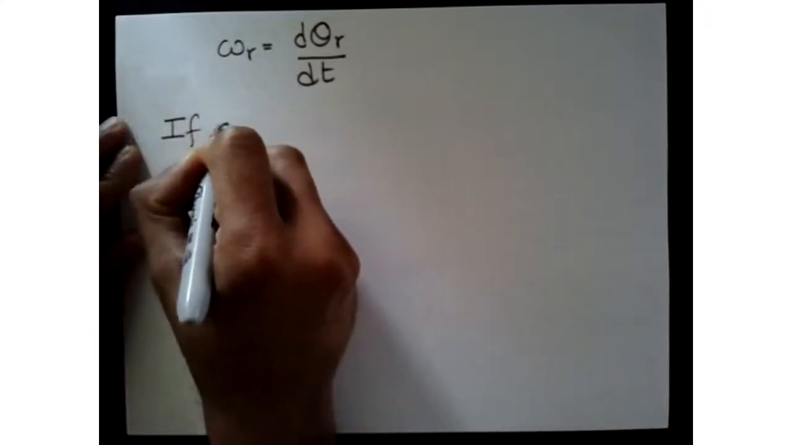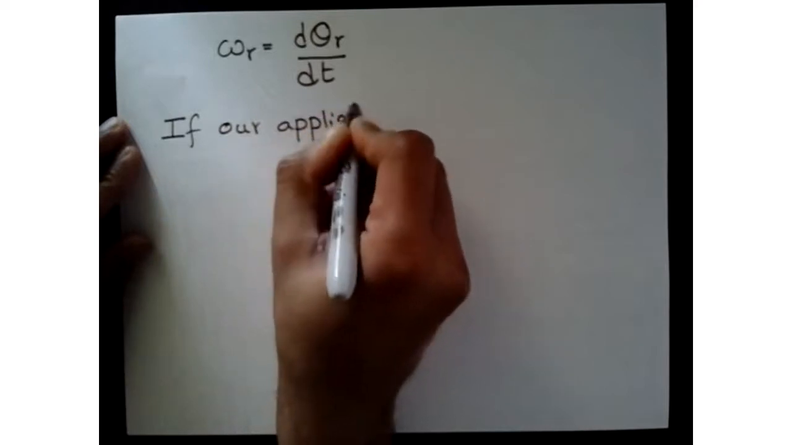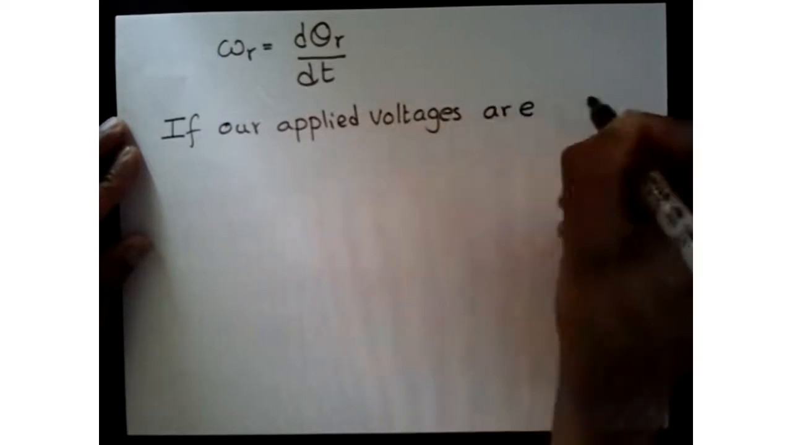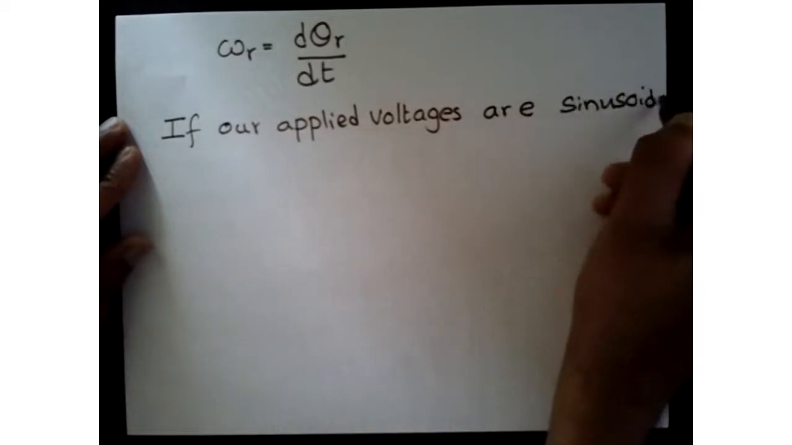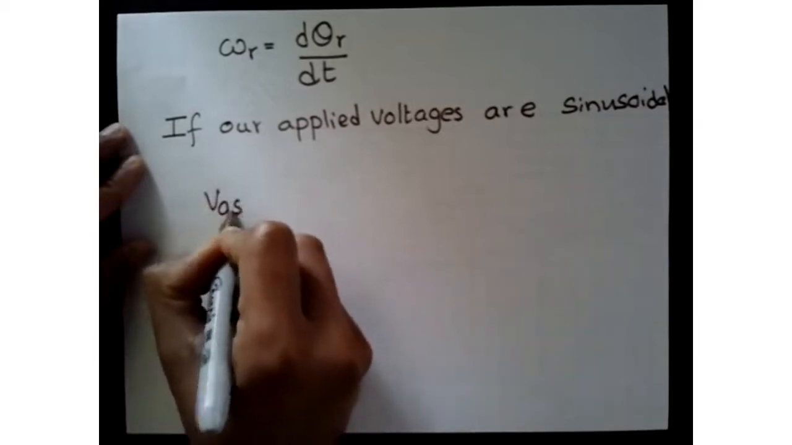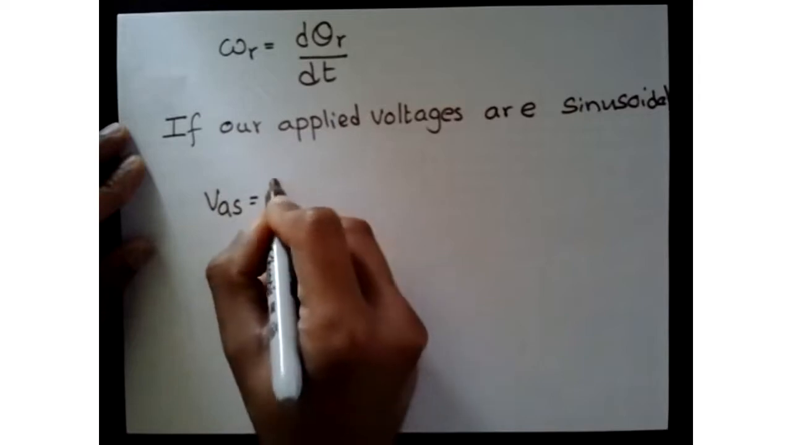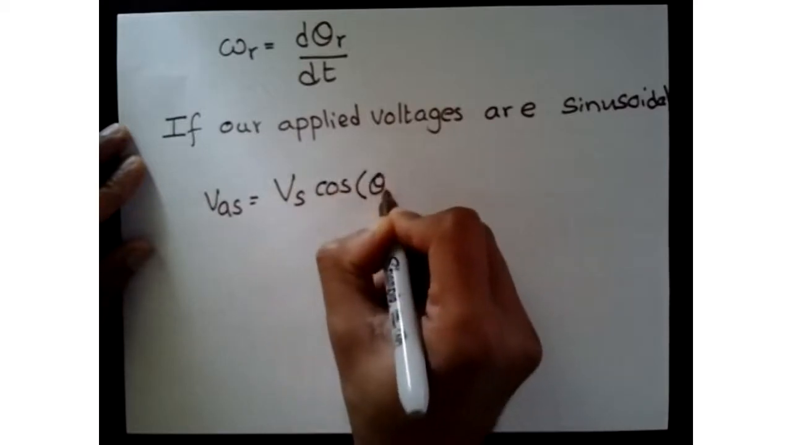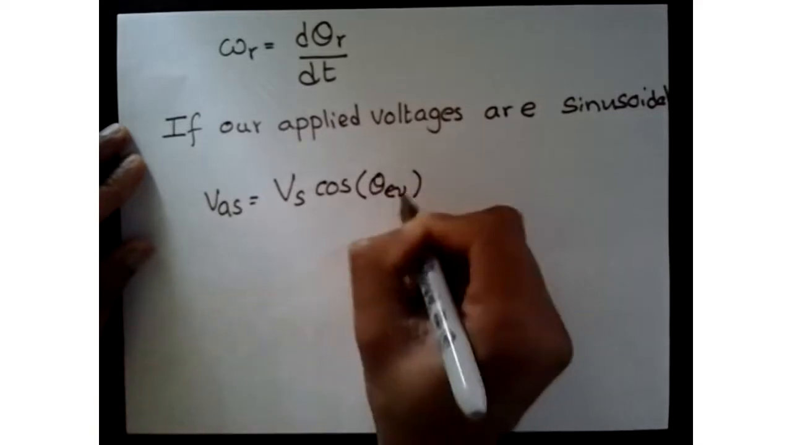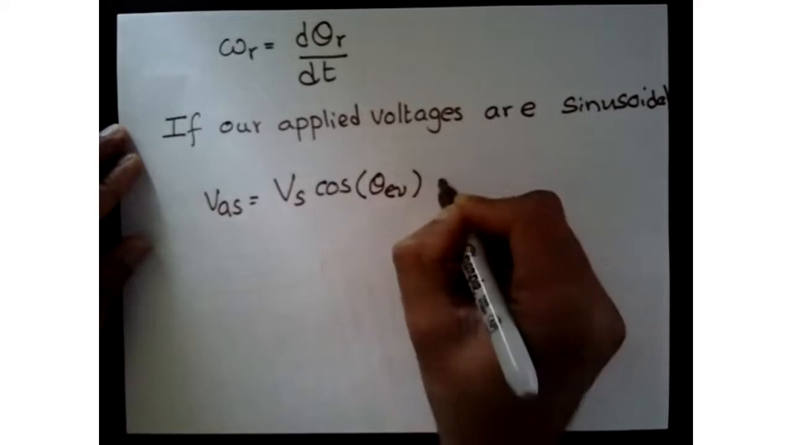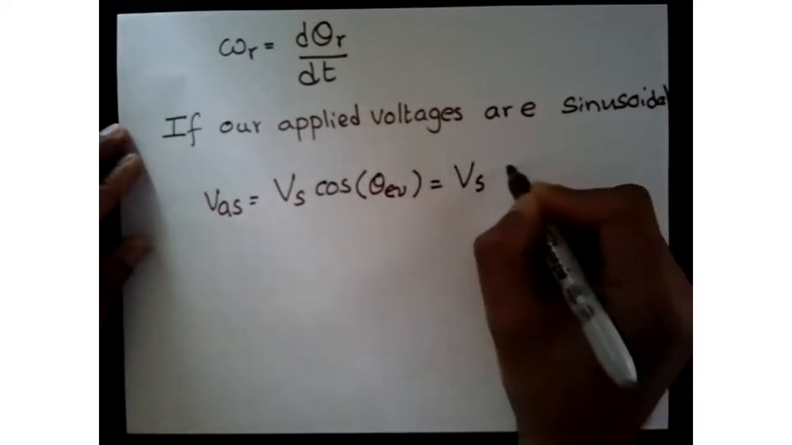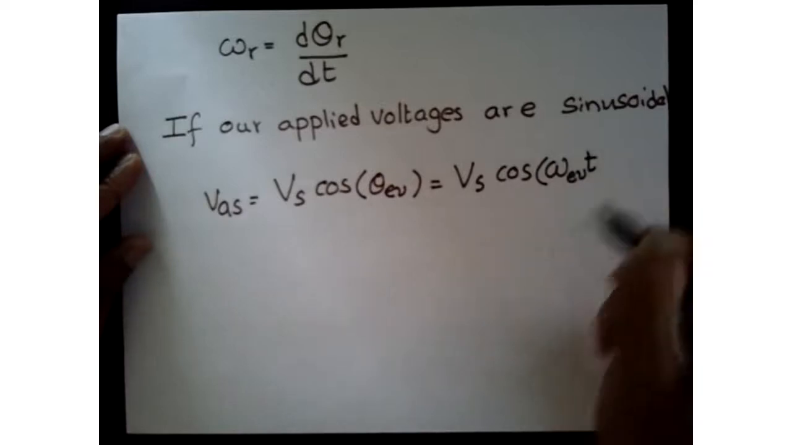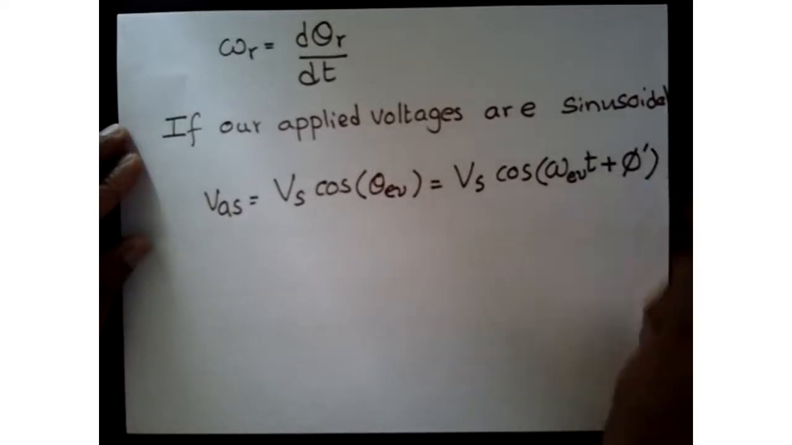So if our applied voltages are sinusoidal, then VAS is going to be, I'm going to say, VS cosine theta EV. Theta EV can be written in the following way: VS cosine of omega EV t plus, let's say, phi prime.